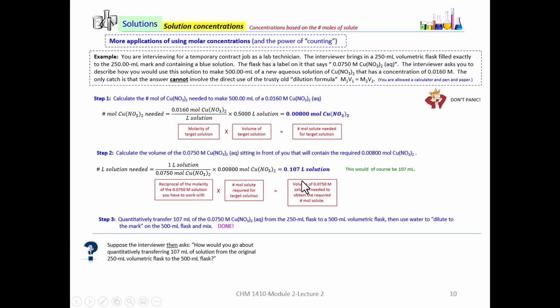Suppose then the interviewer asked, how would you go about quantitatively transferring 107 milliliters of solution from the original 250 flask to the 500 milliliter flask? Oh, now you might panic. Only kidding. This is where all your careful attention and effort in your chemistry lab courses will help you. And I know all the students I've ever worked with carefully pay attention to everything that happens in lab.